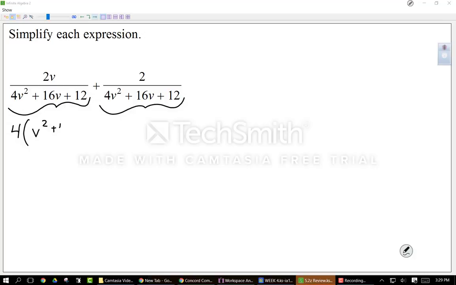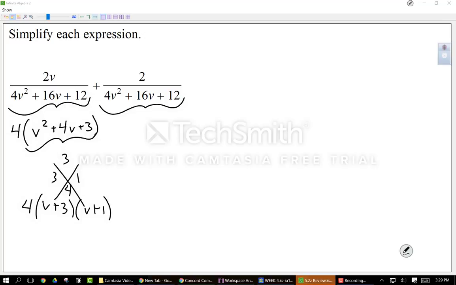That gives me v squared plus 4v plus 3. Remember, they're the same, so they're both that equivalent factored form. Now, this particular trinomial, I can factor: 3, 4, 3, 1. So it's 4 times v plus 3 times v plus 1. If you go back to when we learned how to factor. So my fractions are going to be 2v over my factored form, which is 4 times v plus 3 times v plus 1, plus the 2 over the same factored form, v plus 3 times v plus 1.